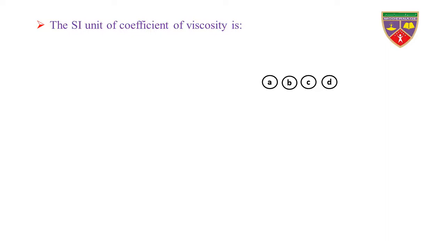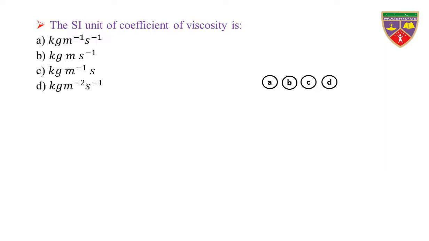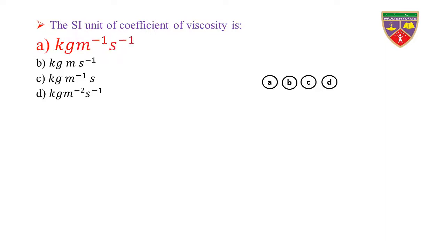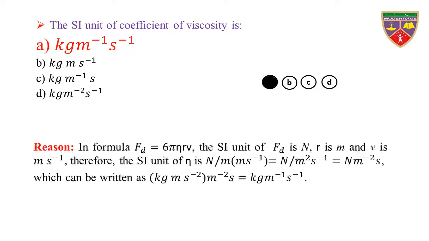The SI unit of coefficient of viscosity is: option A, kilogram per meter per second; option B, kilogram meter per second; option C, kilogram per meter second; option D, kilogram per meter square per second. The key is kilogram per meter per second. Therefore, the correct option is A.